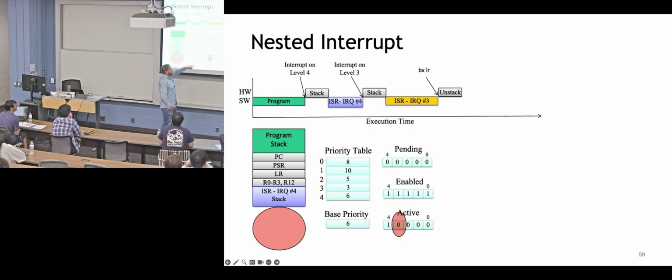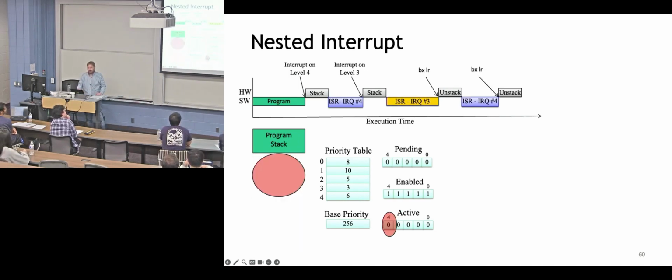Okay. And then it has to go back and figure out, what is the most important interrupt I should service now as it leaves unstacking. So as it leaves 3, it'll say 2 is pending, but 2 is more important than 4. So I'm going to stack up 2. Yes, yeah. Okay.